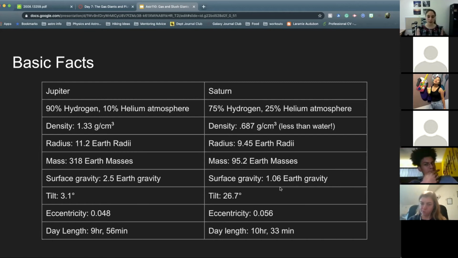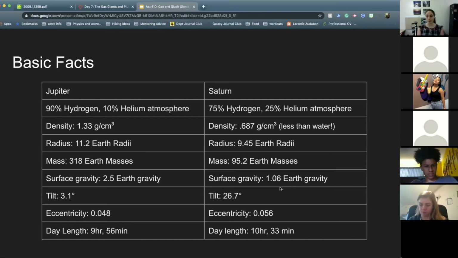Jupiter doesn't have much of a tilt at all, which tells us it won't really have seasons, whereas Saturn has some amount of axial tilt, which tells us that it'll have seasons that might be similar to Earth's, except they will take longer because a year on Saturn is much longer since it is further out in the solar system. Neither of them are very eccentric, and both of them have pretty short days. So that's something that's kind of interesting.